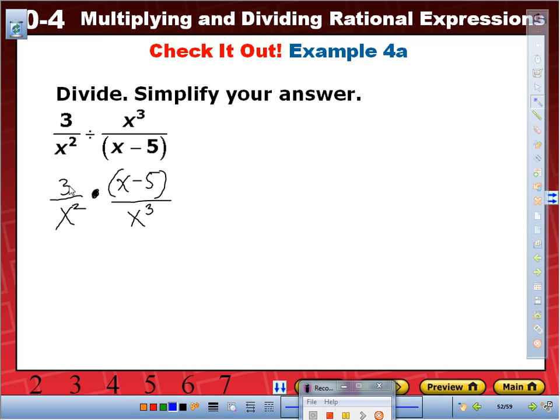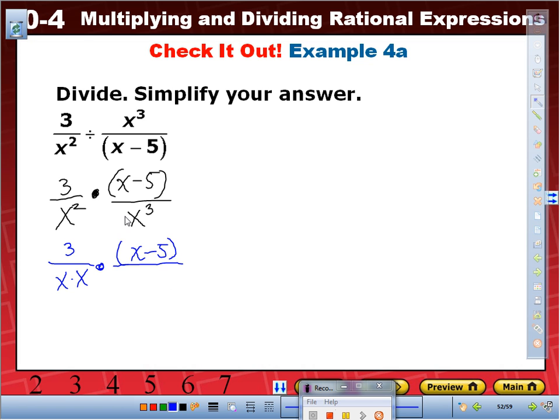Okay, let's focus on this one. 3 is already simplified. How about this one? Is there addition or subtraction? No, so we write it as x times x. Can I simplify this any further? No. Times. Now I focus on the second fraction. There's subtraction, so therefore do I have a GCF? No, so I leave it as is, x minus 5.